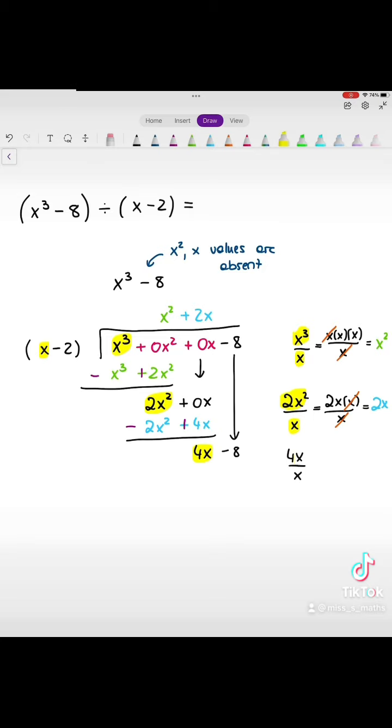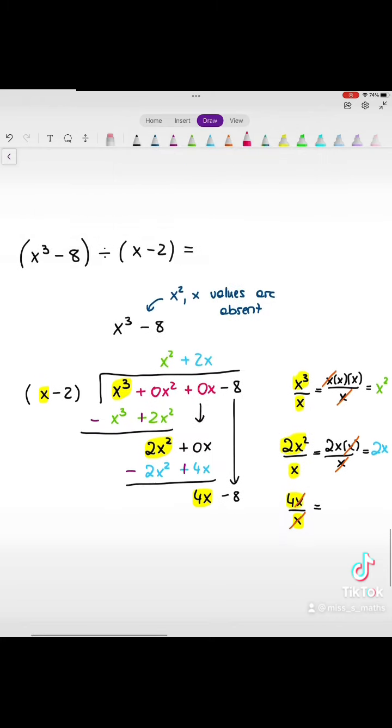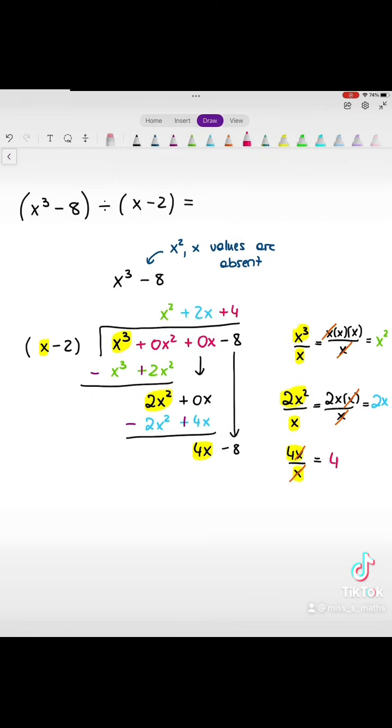So we now finally get to bring down that minus 8, and we divide one last time. So we have 4x divided by x, which is 4. Since it's positive 4, we write plus 4 on top. We multiply, we subtract, and then we get our 0 remainder, which means we are done with our division.